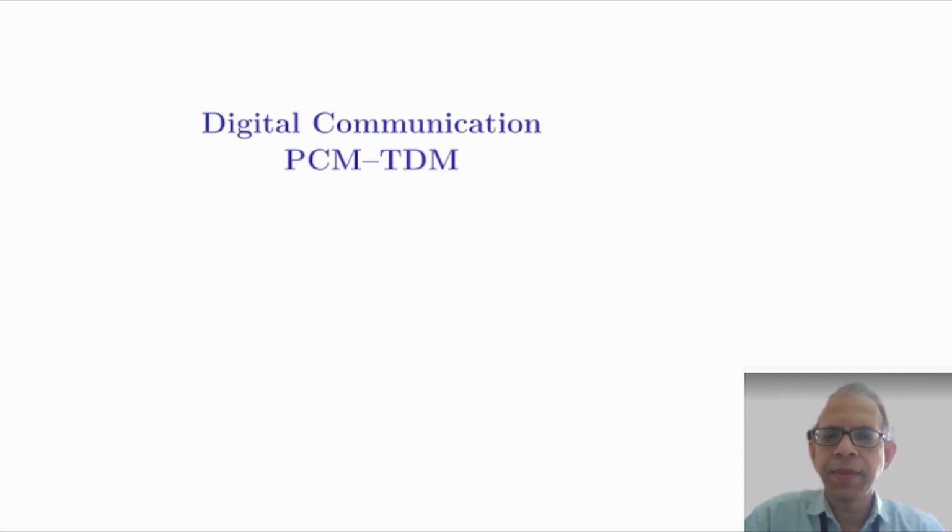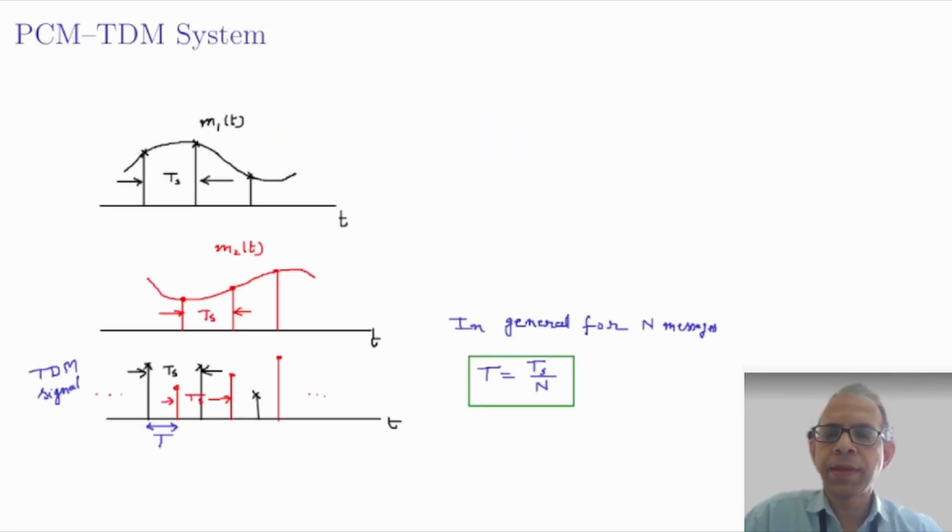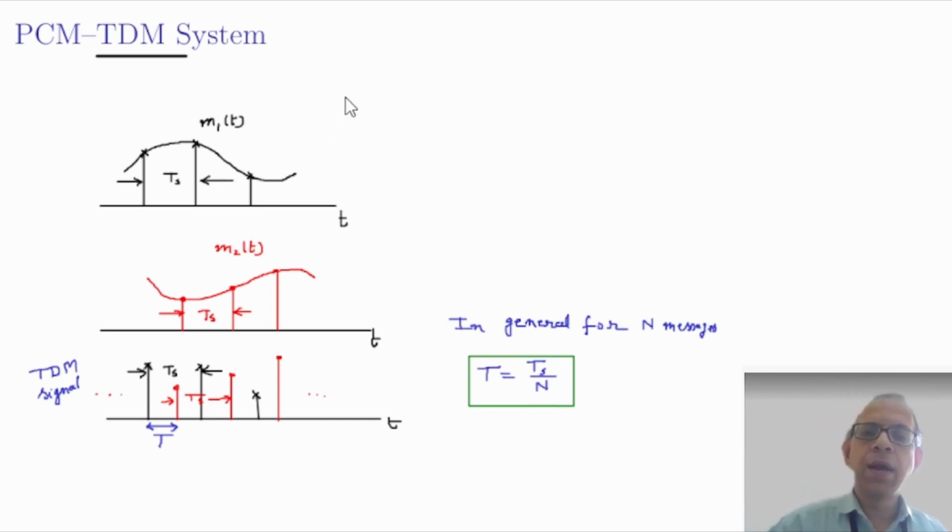Hello friends, in this lecture we will look at the PCM-TDM system, Pulse Code Modulation, Time Division Multiplexing system. Time Division Multiplexing or TDM is an application of sampling in which signals from multiple sources are multiplexed in time domain and a composite signal is transmitted through the channel.